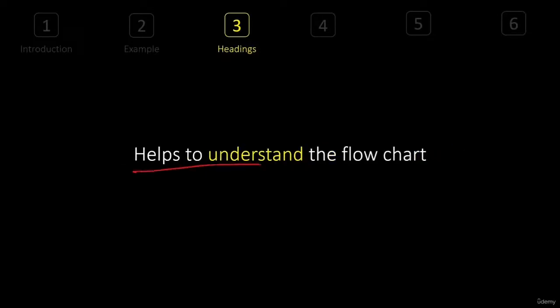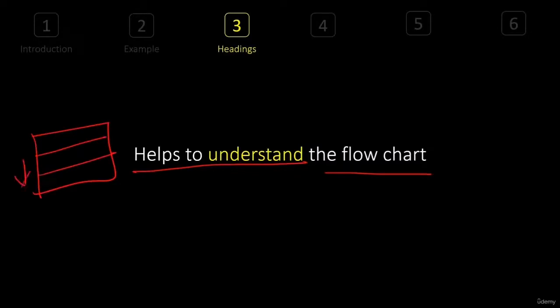See, that helps you to understand the flowchart, right? So we have a flowchart here in which we have instructions like this. Flow like this, arrow is going down. On the top, there must be a title. This title is gonna help you to understand the flowchart.